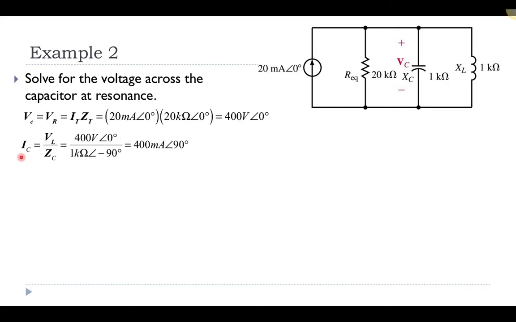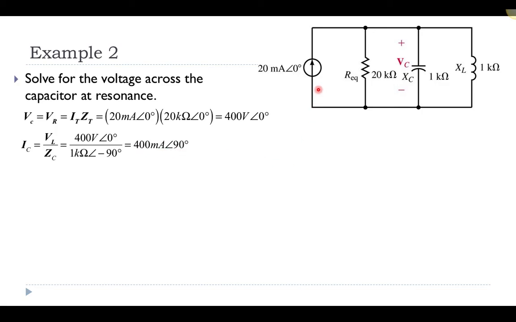I could also determine the current that's going through the capacitor. This should be the voltage across the capacitor over the impedance of the capacitor. And so this would be the voltage, which is 400 volts because it's the same voltage across all of the components, over the impedance of the capacitor, which is 1 kiloohm, phase angle of 90, and I get 400 milliamps with a phase angle of 90 degrees.